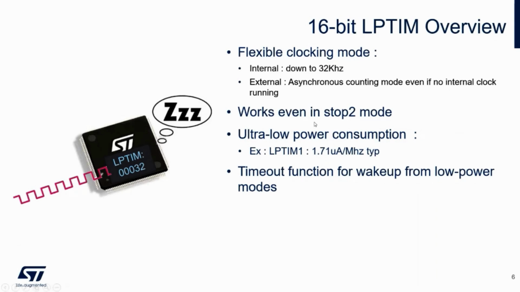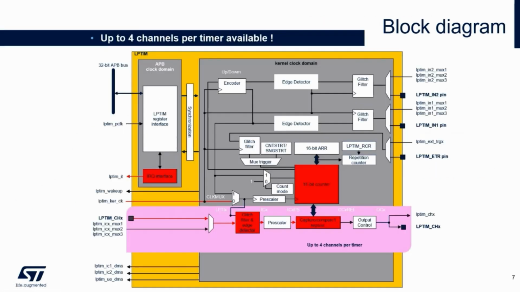It can work even in Stop 2. It has an ultra low power consumption, so I put a typical consumption from the datasheet, which is 1.71 microamperes per megahertz. But here we will clock it not at 1 megahertz, but at 32 kilohertz. And it has a timeout function for wake up from low power mode if you want to use that. If you want more information on what we will use for the hands-on, it's visible here.